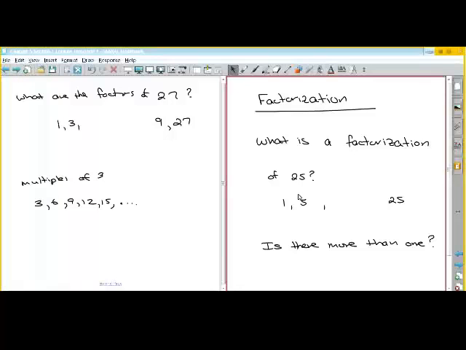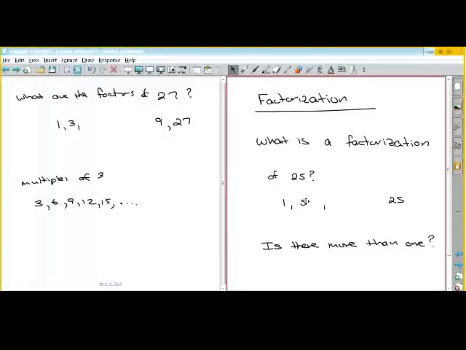Here's one more example. What happens if you have a case where you look at trying to figure out what numbers 25 can be divided by and give you natural numbers? Again, we would do 1 and 25. We can't divide it by 2. We can't divide it by 3. We can't divide it by 4. Yes, we can divide it by 5.